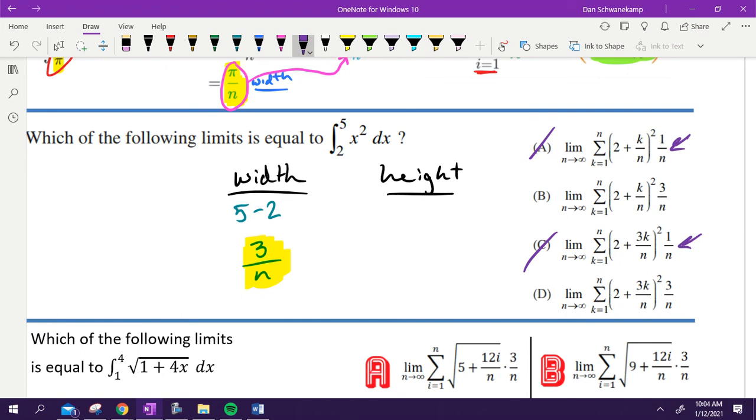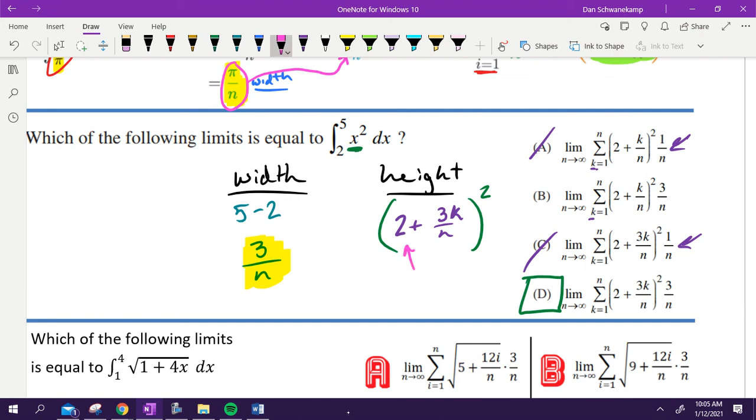The height. To find the height, you are going to plug in your lower bound. What's my lower bound? 2 plus the width. In this case, it's not the letter I. They're using the letter K. Fine. So it's the width times K. And you're going to take that whole expression and plug it into whatever you're trying to integrate. So I'm going to plug that all into something squared. So it's going to be 2 plus 3K over n, squared. So which one of those is the right answer, B or D? It is D.